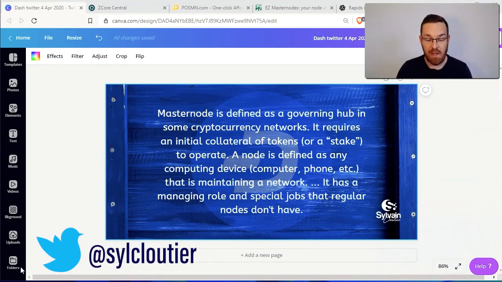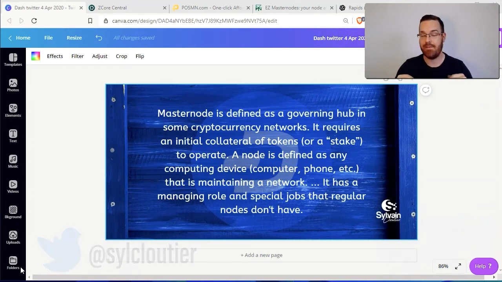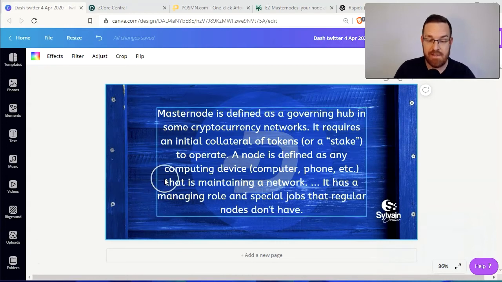Today we're talking about masternode hosting services. Before we start, let's determine what a masternode is. A masternode is defined as a governing hub in some cryptocurrency networks. It requires initial collateral tokens or stake to operate.